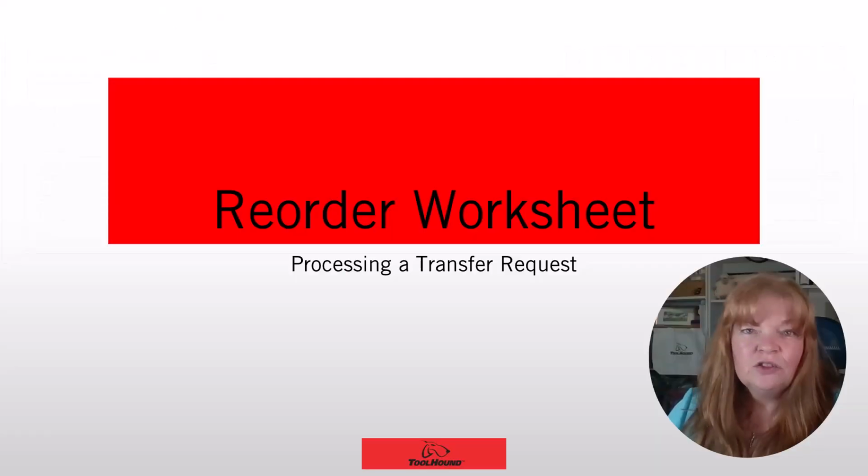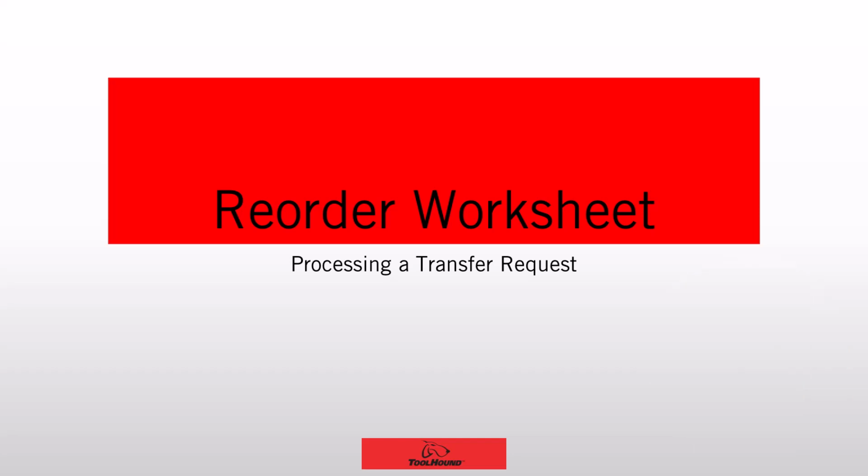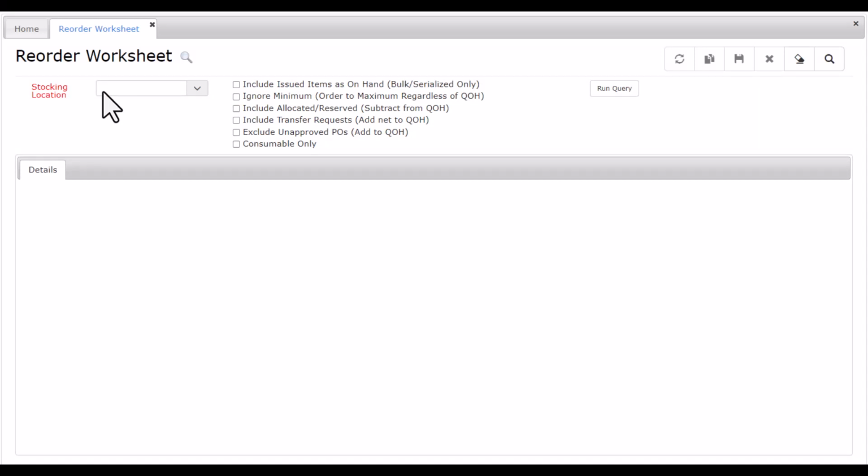In the case of a distribution center or main warehouse with satellite stocking locations, we can use the Reorder Worksheet to generate transfer requests to maintain optimal inventory levels. The remote tool crib has a turnaround coming up and wants to restock to maximum levels. So we're going to send a transfer request to main. So we'll select the remote tool crib, check ignore minimum, so we're going to order to maximum regardless of quantity on hand, and click Run Query.